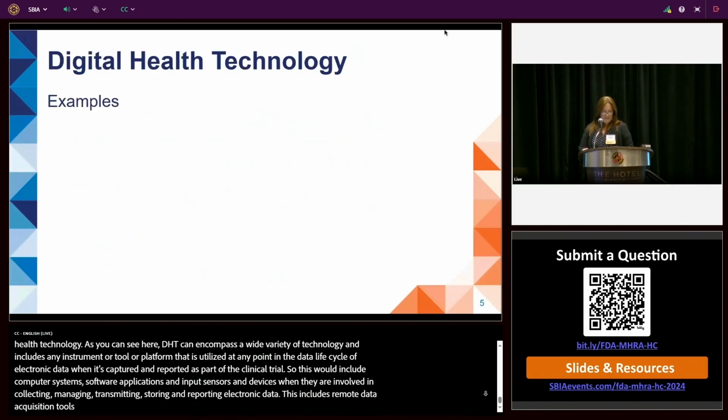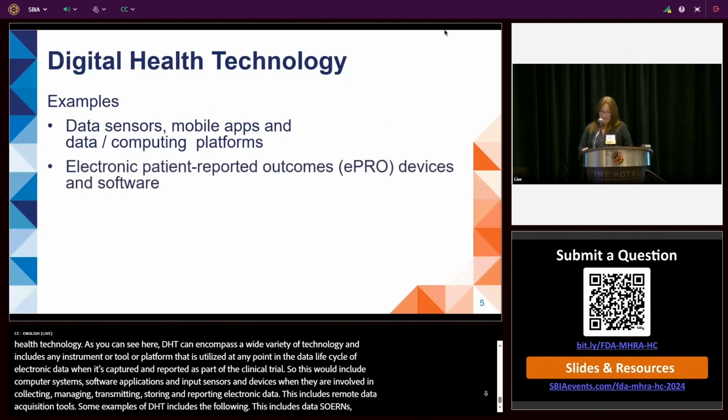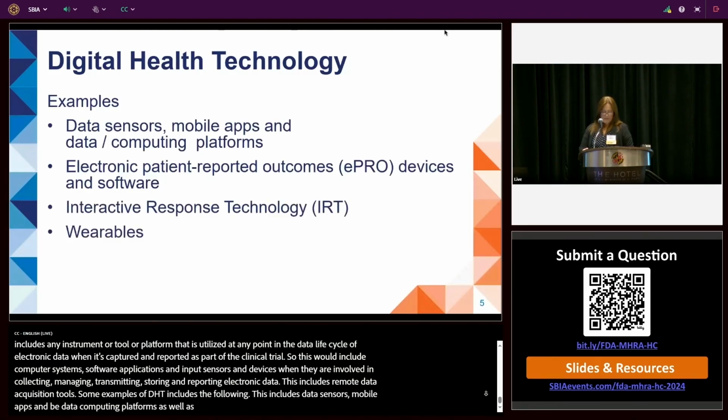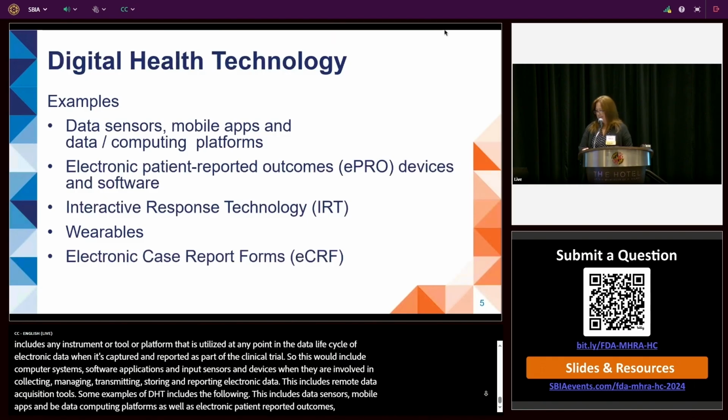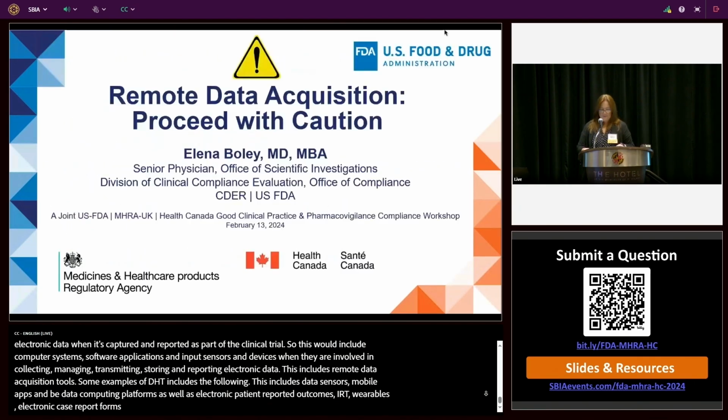So some examples of DHTs include the following. So as mentioned, this includes data sensors, mobile apps, and data reporting, data computing platforms, as well as ePro devices and their software. It includes IRTs, wearables, and also includes the eCRF. So now I will hand things over to Elena Bole from the FDA to present a very interesting and relatable case. Over to you, Elena.